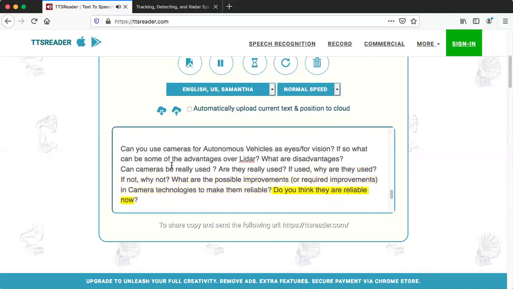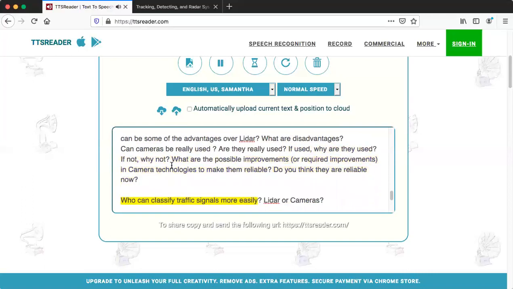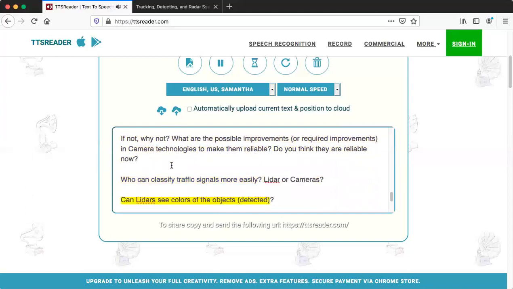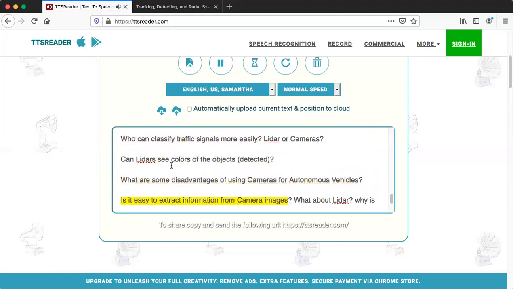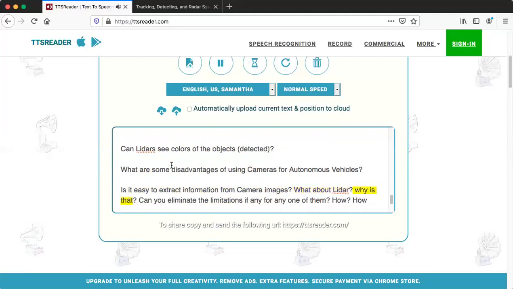Do you think they are reliable now? Who can classify traffic signals more easily? LiDAR or cameras? Can LiDARs see colors of the objects detected? What are some disadvantages of using cameras for autonomous vehicles? Is it easy to extract information from camera images? What about LiDAR? Why is that?